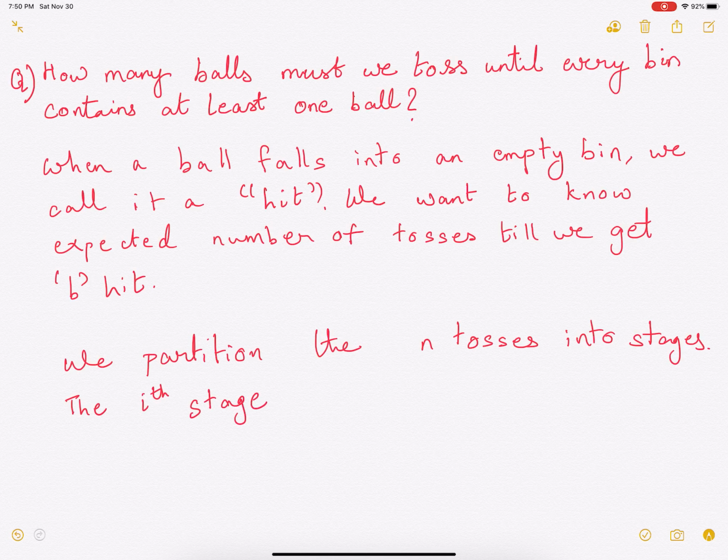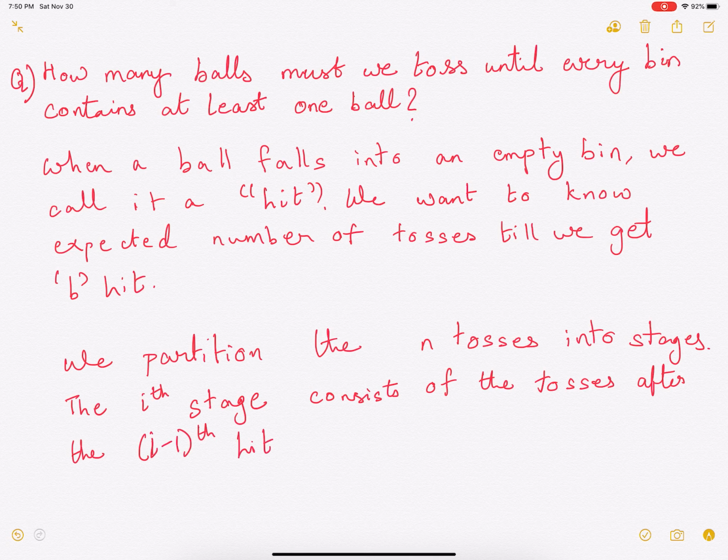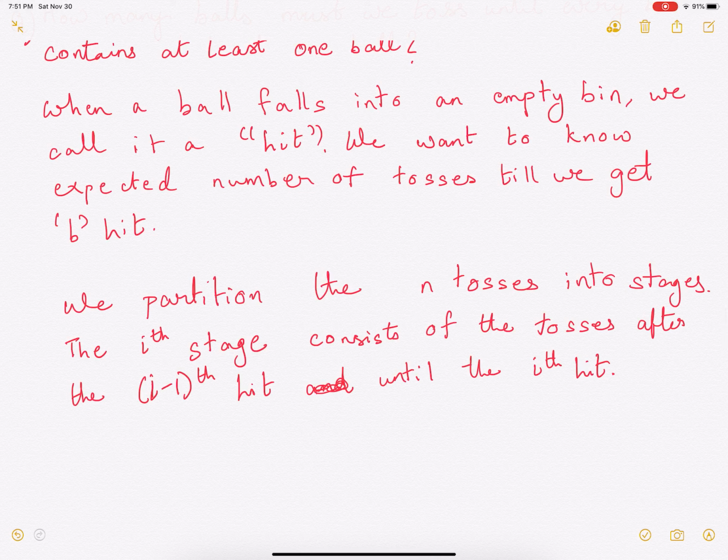The ith stage consists of the tosses after the (i minus 1)th hit and until the ith hit. So we partition the n tosses into stages, and the ith stage consists of tosses between the (i minus 1)th hit and the ith hit.